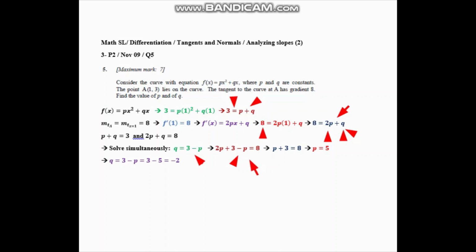I simplified and I found the p. Then I plugged the p into this equation, q equals 3 minus p, to get the q. So the value of p is 5 and the value of q is negative 2.